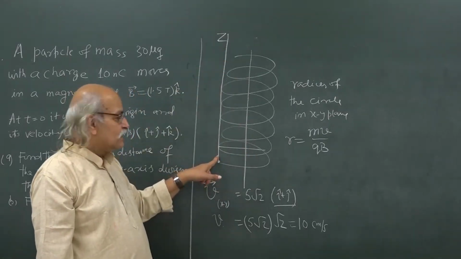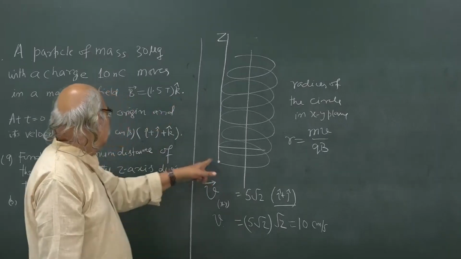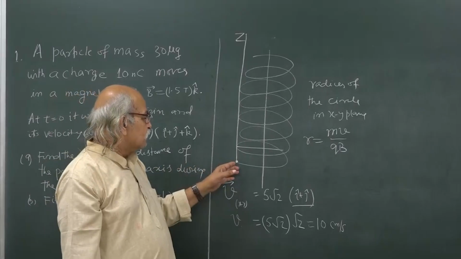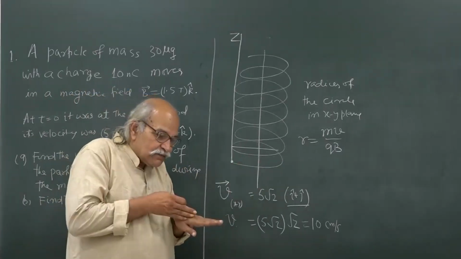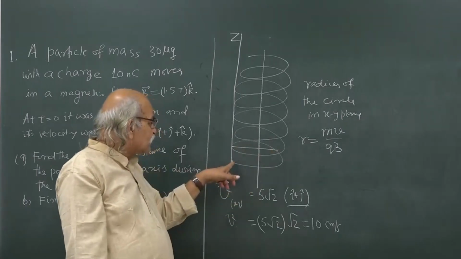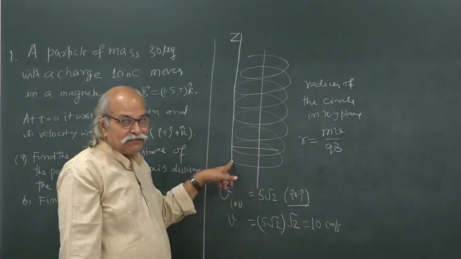So, the diameter of this circle will be the maximum distance from the z axis. At t equal to 0, it is on the z axis because it is at the origin, and then there is a speed and then it will turn and make a circle and again will come back at same point in xy plane.